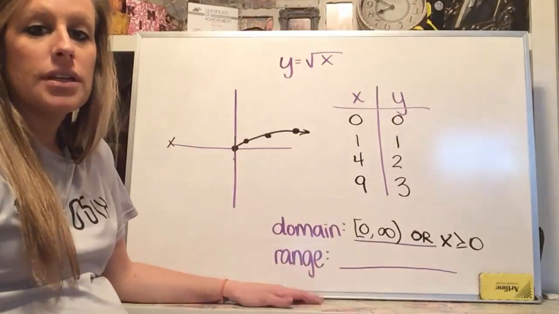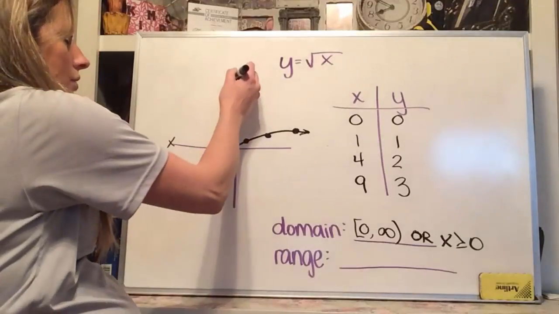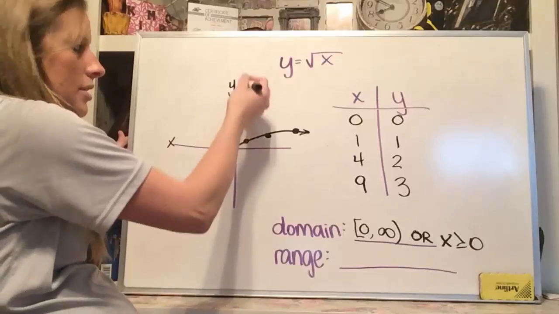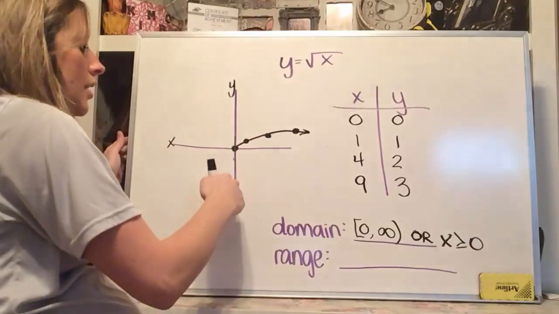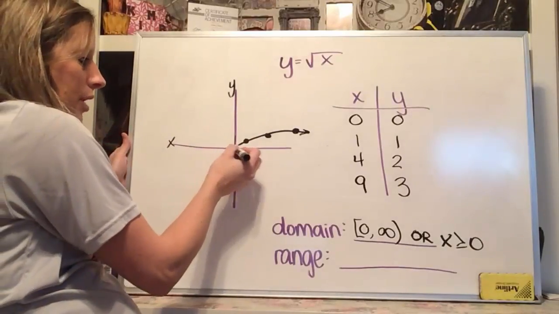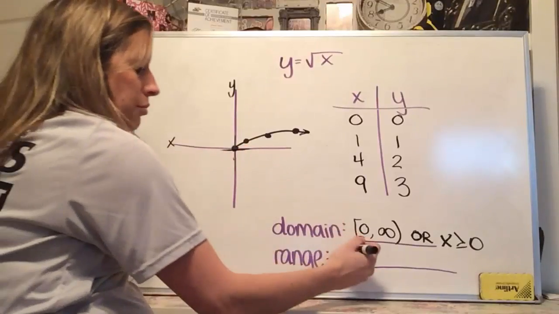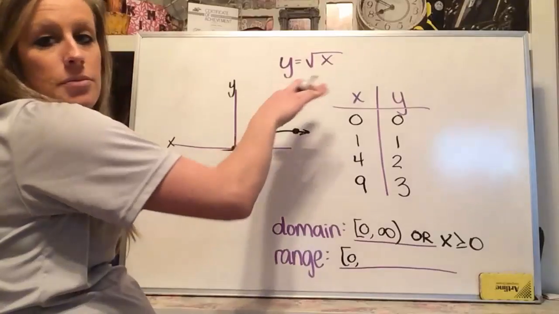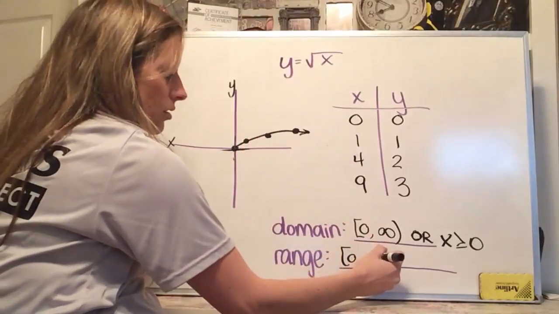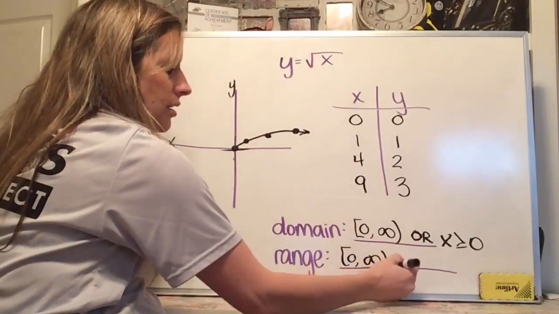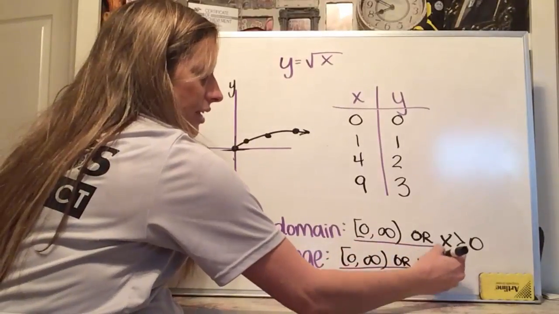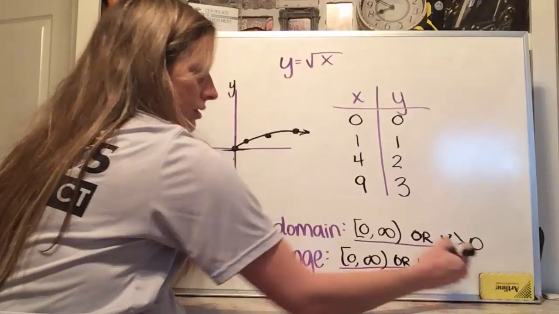Your range is all your y values. So if you look at your y-axis, it goes from the bottom to the top. It goes up and down. So my lowest point here for my parent function would be 0, and it goes up forever and ever. So 0 to infinity. Or you could say that y is everything greater than or equal to 0.